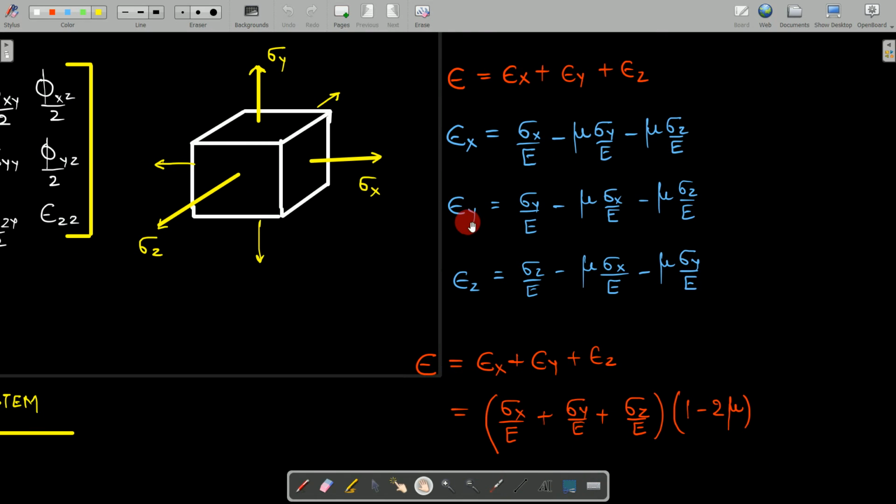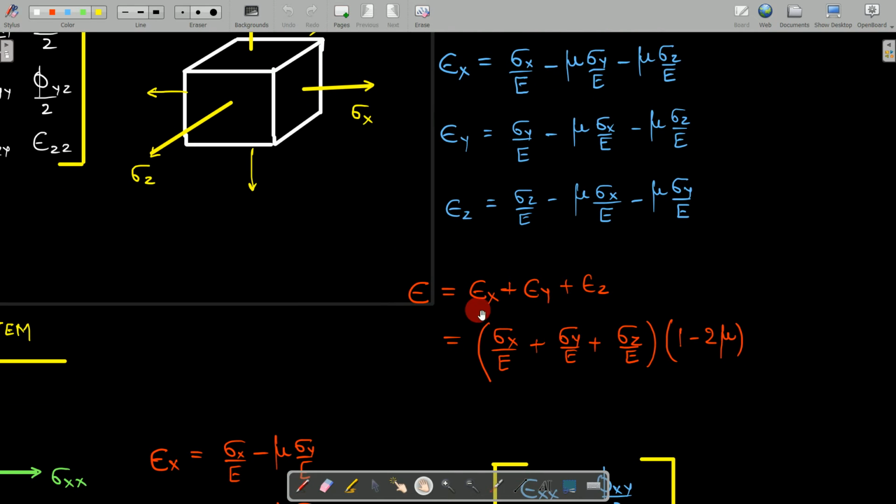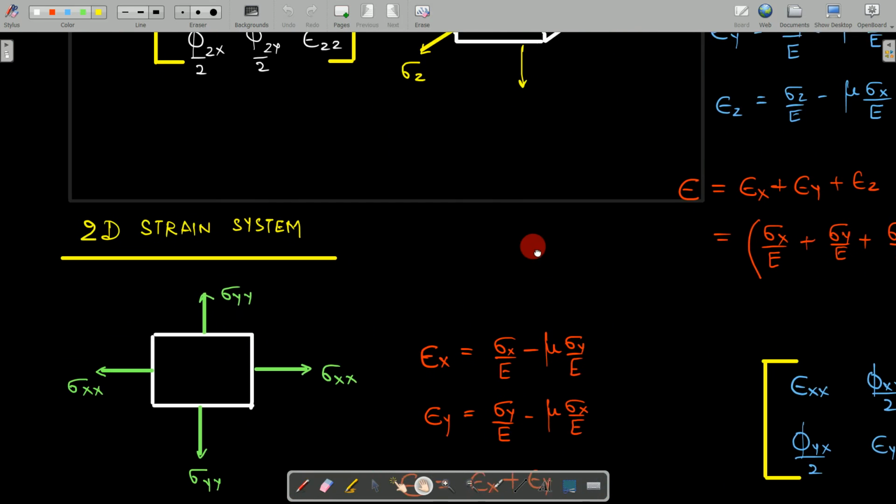Similarly, epsilon y is given as sigma y by E minus mu times sigma x by E minus mu times sigma z by E. Now epsilon z will be sigma z by E minus mu times sigma x by E minus mu times sigma y by E. These were the normal strains along x, y, and z. If you want the total strain, you need to add all these three. Doing the algebraic sum, you get a very beautiful expression: sigma x by E plus sigma y by E plus sigma z by E, whole multiplied by 1 minus 2 mu, where mu is your Poisson's ratio.